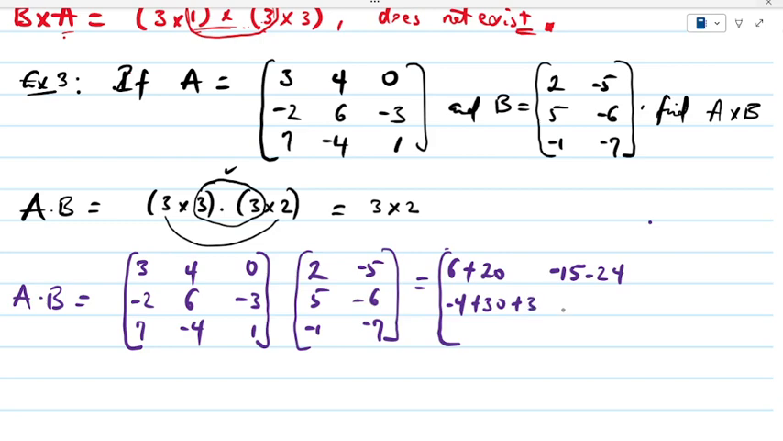And then second row times second column, we have minus 3 times minus 5, that is positive 10. Then 6 times minus 6, that is minus 36, and then minus 3 times minus 7, that is plus 21. Then third row times first column, we have 7 times 2, 14, minus 4 times 5, minus 20, 1 times minus 1, minus 1.